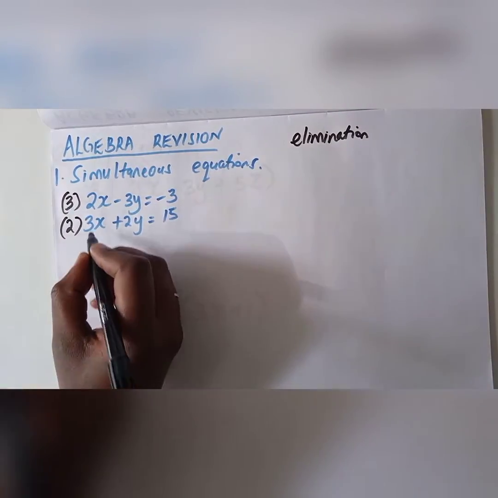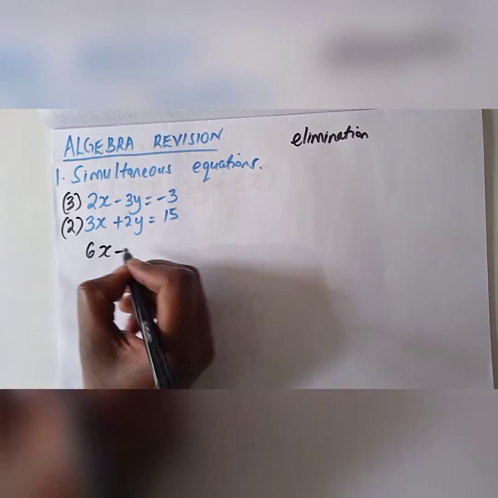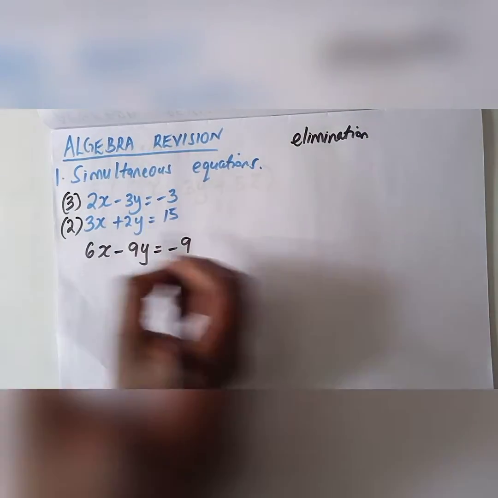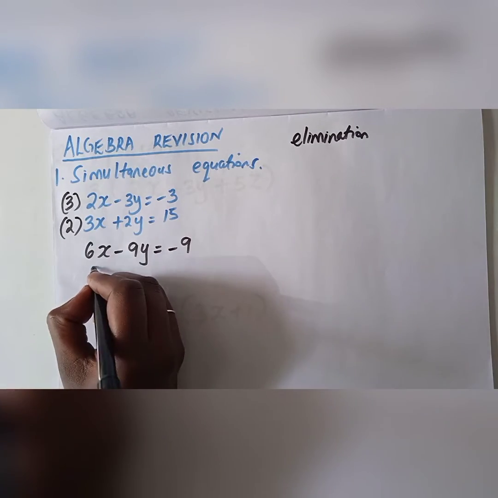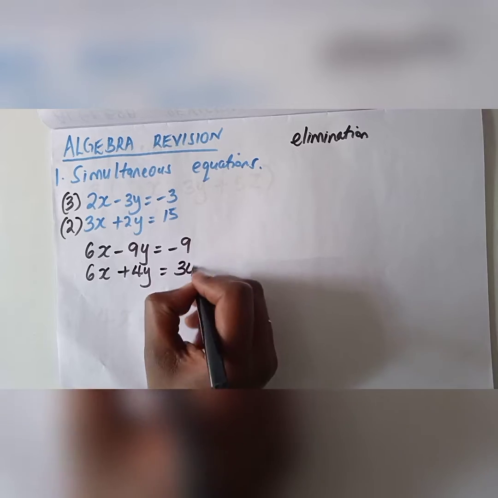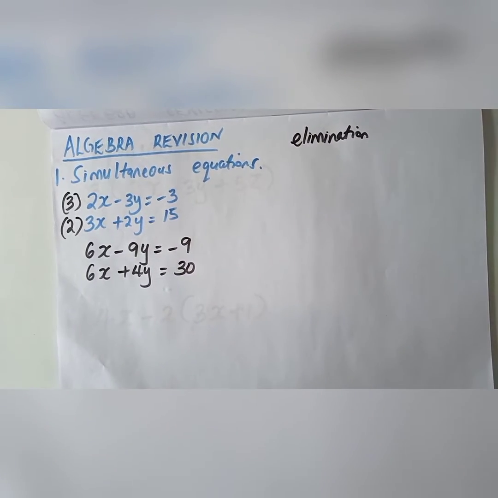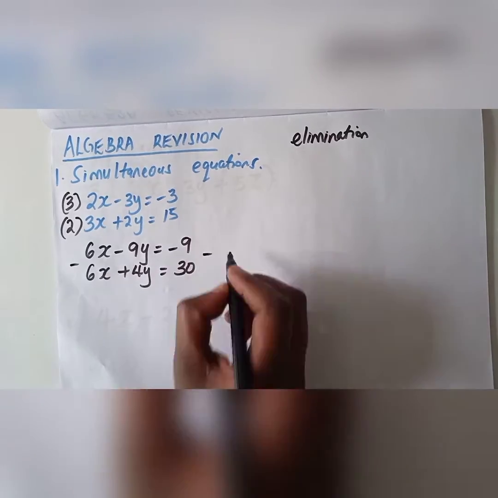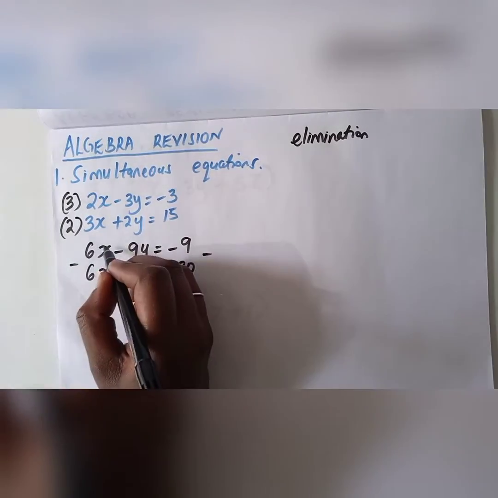The first equation, we're going to get 6x minus 9y equals minus 9. And then the bottom one, you're going to get 6x plus 4y equals 30. So that's step number 1. So at least you have the same number. Now we can get rid of that one by doing minus on both sides.